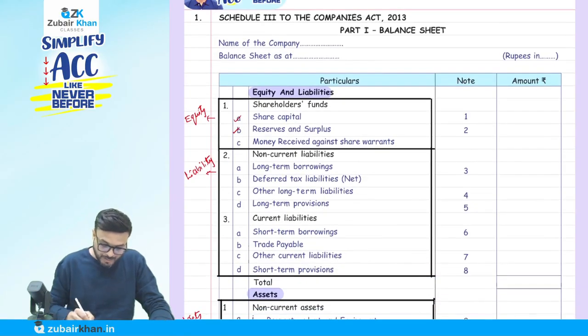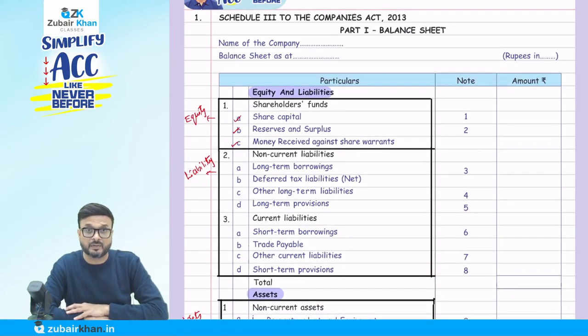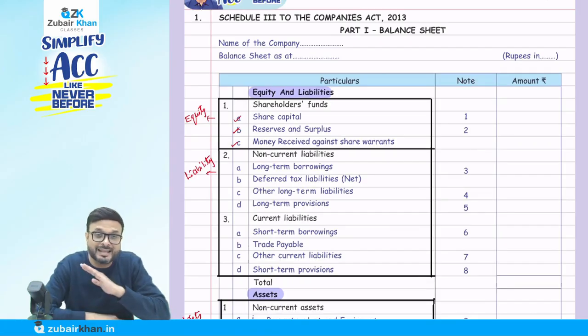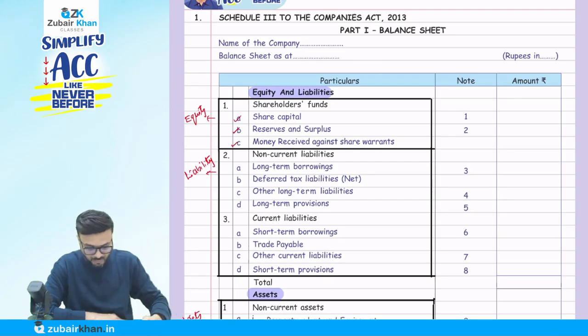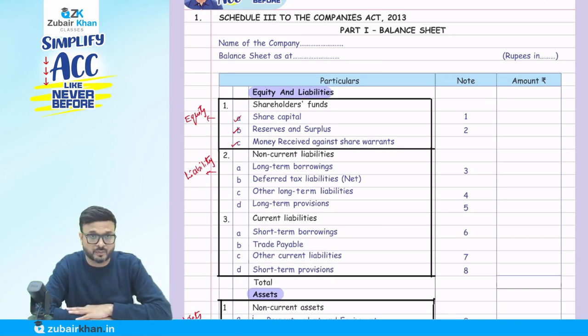Now the third part is money received against share warrants. There are no notes to account for this, and the institute will never ask about money received against share warrants. You just have to know what is meant by money received against share warrants.